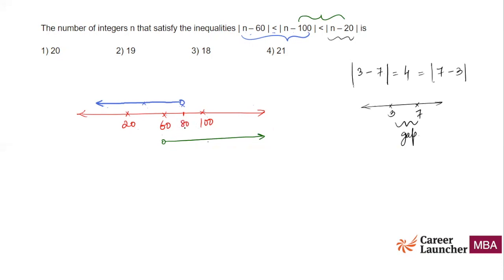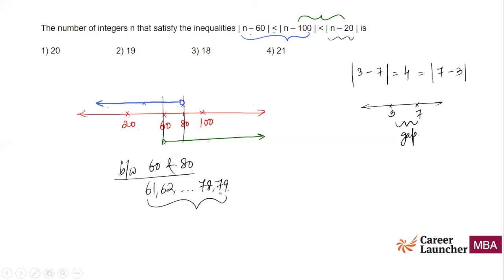Now, if we look at both of these, I need a region which is between 60 and 80. 60 is not included and 80 is not included. That would mean 61 onwards, and up to 79 only. You can't include 60 and 80. There is no equality along with inequality here. So how many values can we have? 61 to 79, 79 minus 60. So you will have 19 integral values.